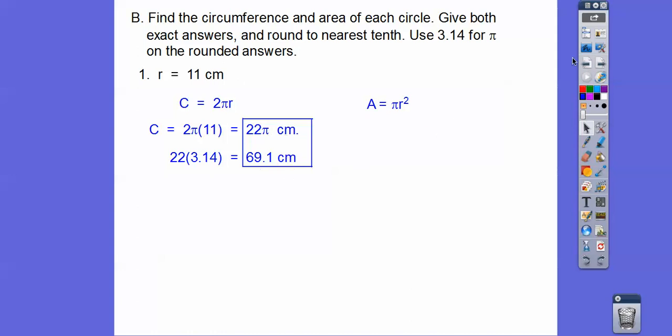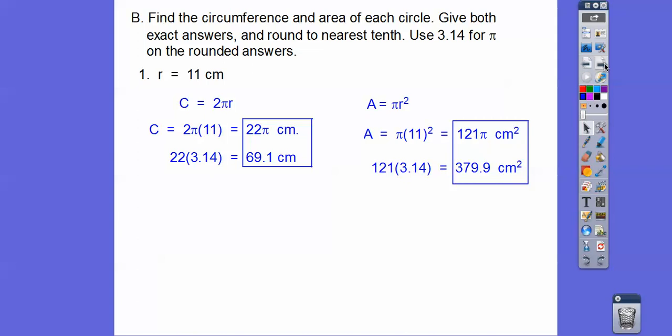Area is always in square units. And when I see you guys next year in IM3, we're going to be doing volume. That's going to be in cubic units. All right, so pi r squared, we square 11, 121 pi, that's centimeters squared is the area, and then put in 3.14 and you get that.